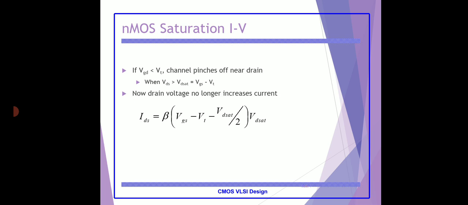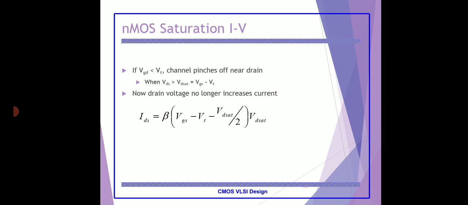The triode mode occurs when the gate source voltage is greater than the threshold voltage and the drain source voltage is much less than the gate source voltage minus the threshold voltage. Then ID is equal to W by L mu Cox into VGS minus VTH minus VDS by 2 into VDS. And in the saturation mode, VGS is greater than VT, and VDS is greater than VGS minus VTH.